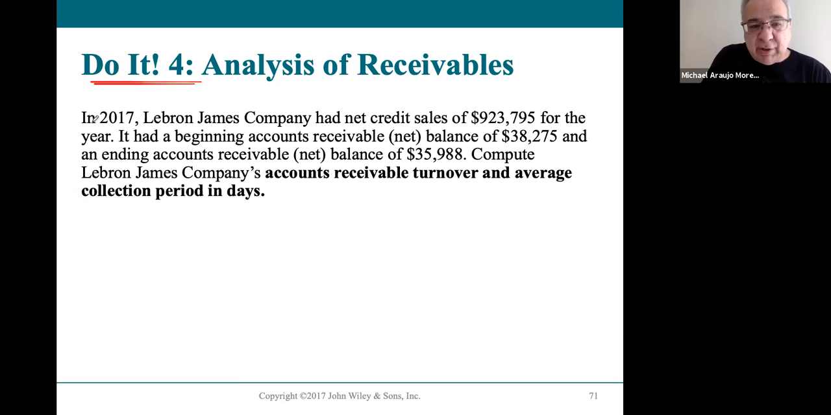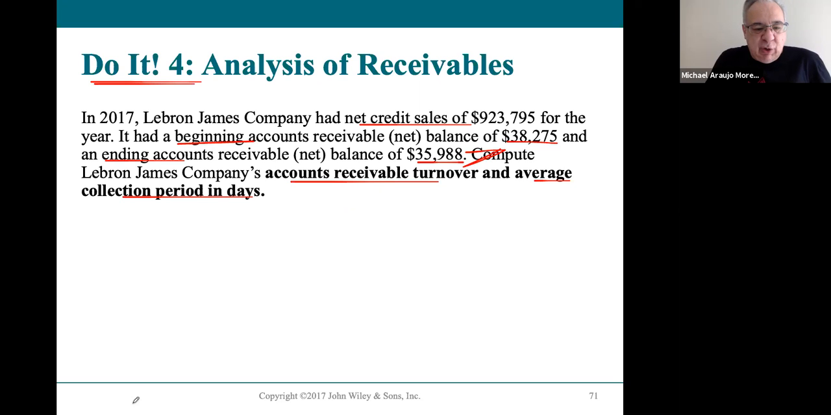All right, so let's take a look at how this works with the Do It exercise here. We have LeBron James Company, of course. They had net credit sales of 923. Beginning receivables and ending receivables are listed here, so you can take an average of these two numbers. Then you compute what is the accounts receivable turnover for 2017. And once you know that, you can put that under 365 and figure out the number of days.